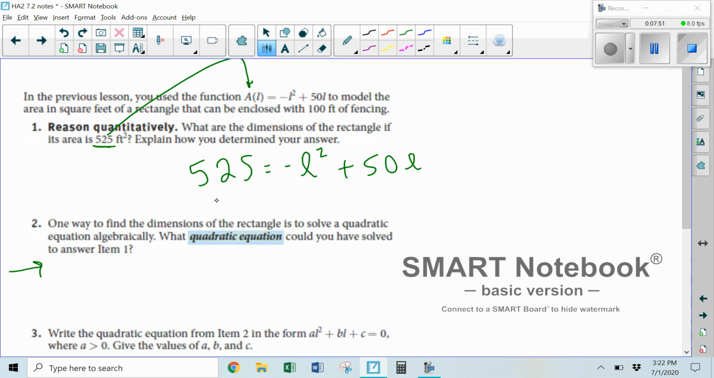One way to find the dimensions of a rectangle is to solve the quadratic equation algebraically. Write a quadratic equation you could use to solve it. So that's the same thing. We'll go ahead and get our answer and write it down under number 1 when we're done.